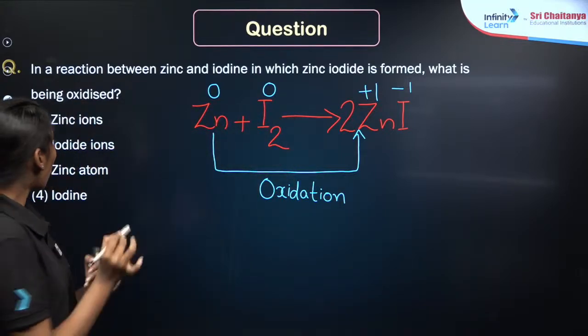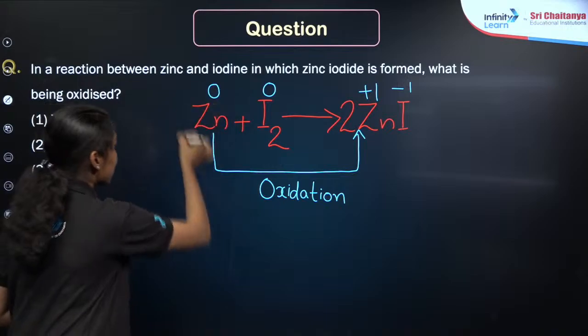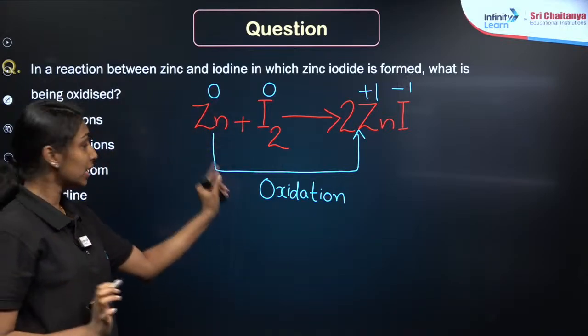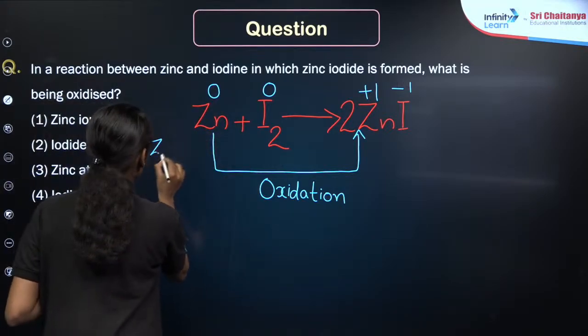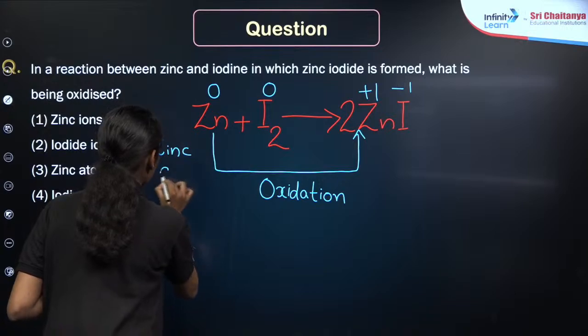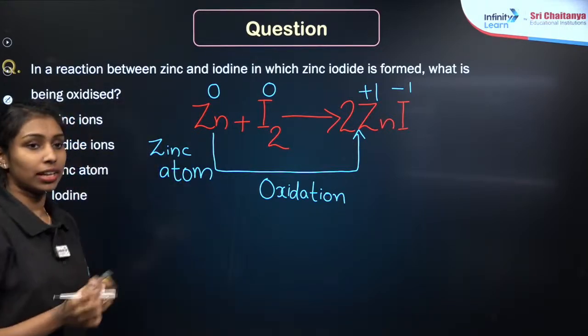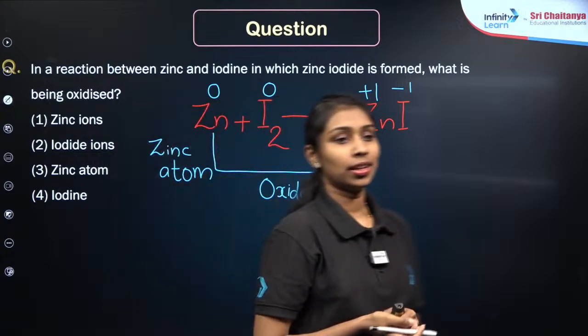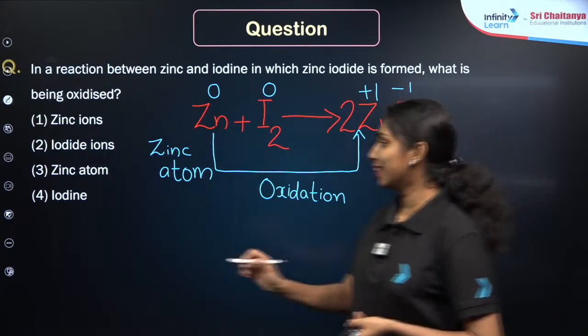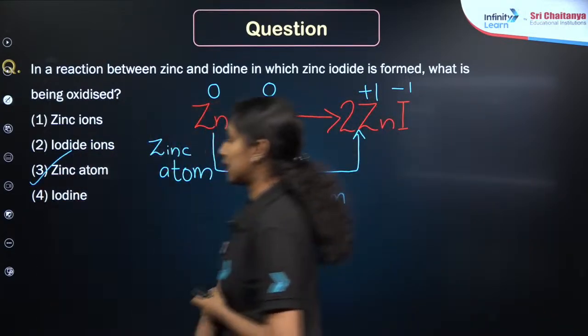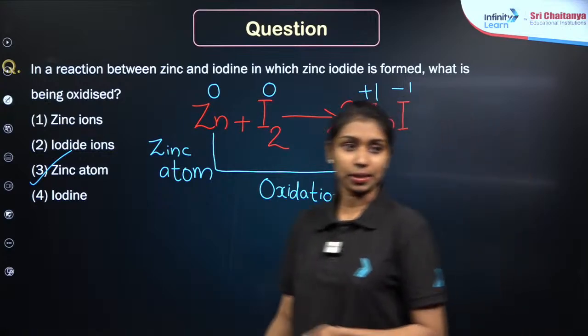Then our question is, what is being oxidized? As you can see here, the zinc is in the simple elemental form, right? Which means this is a zinc atom. This is the zinc atom. So we can say that the zinc atom gets oxidized here, which means option 3 will be our correct answer. Hi Brahman Mishra, good evening. Option 3 will be the correct answer. Clear?